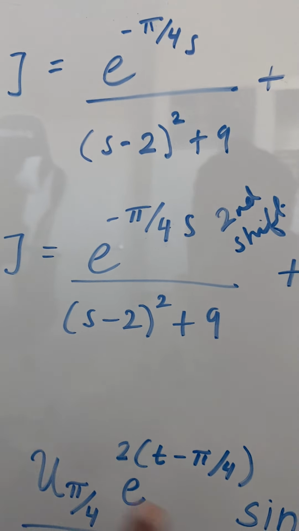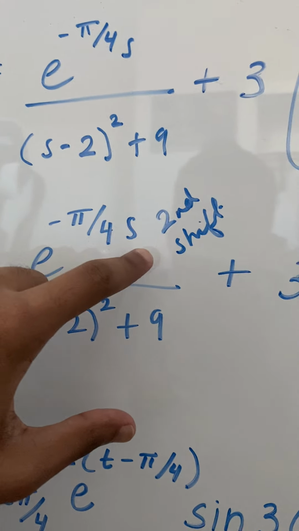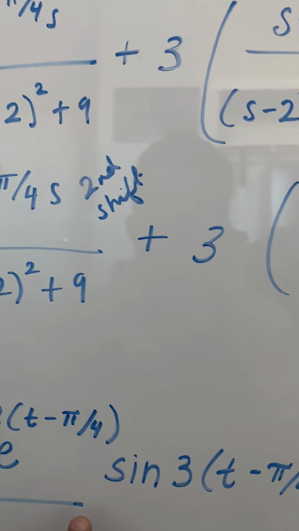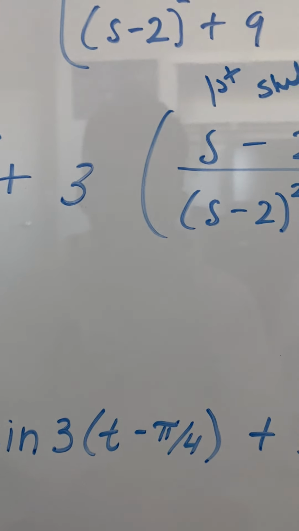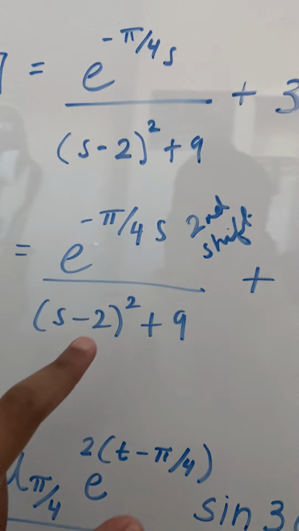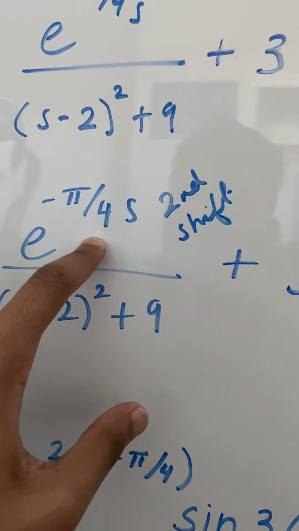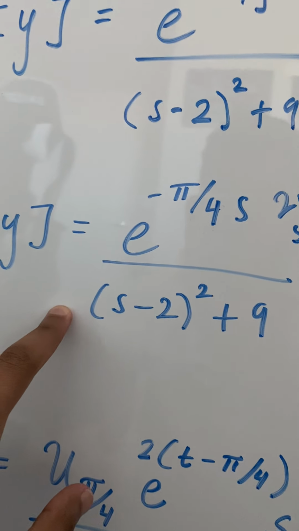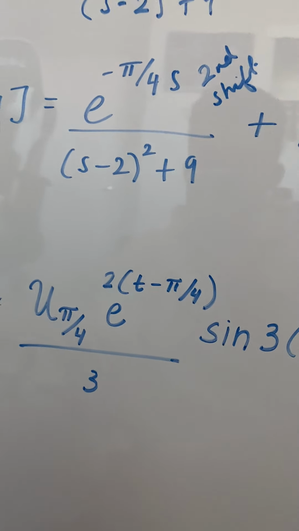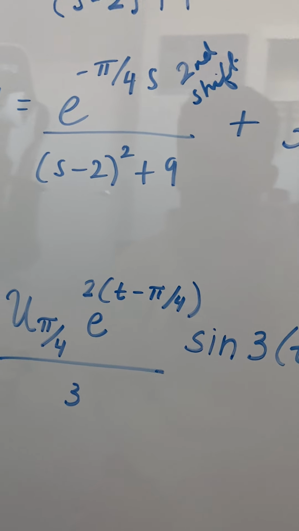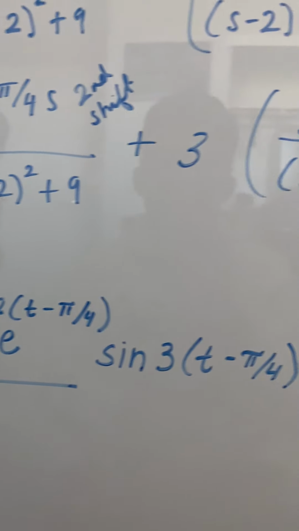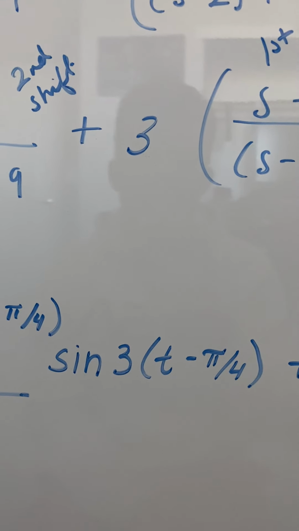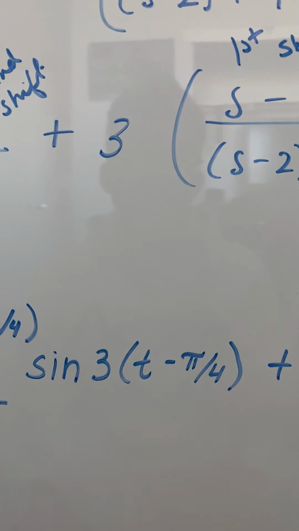and then this part right here, if we have a 3 up here, will be a sine 3t. So it'll be sine 3 times t minus pi over 4. However, if I'm multiplying by 3 up here, I have to multiply by a 1/3 at the bottom. So this whole first term becomes u sub pi over 4 e to the 2 times t minus pi over 4 over 3 times sine 3 times t minus pi over 4.